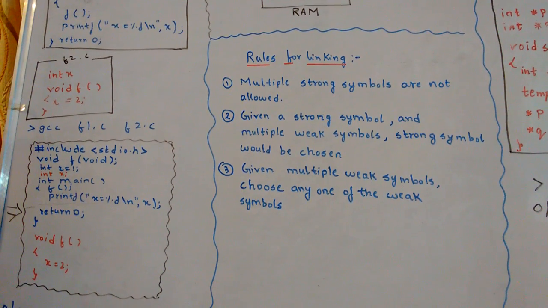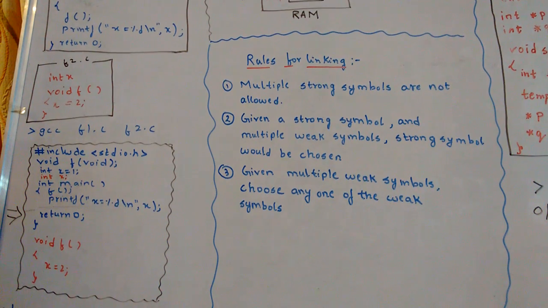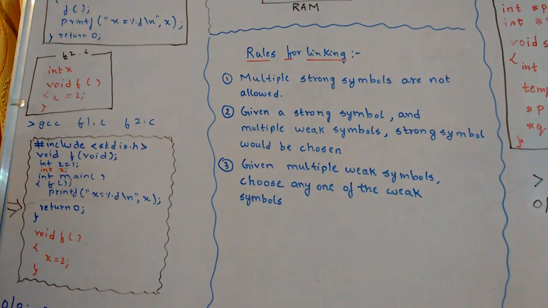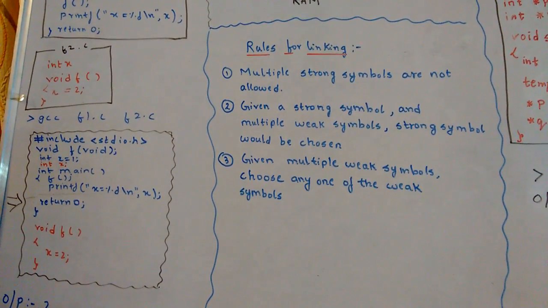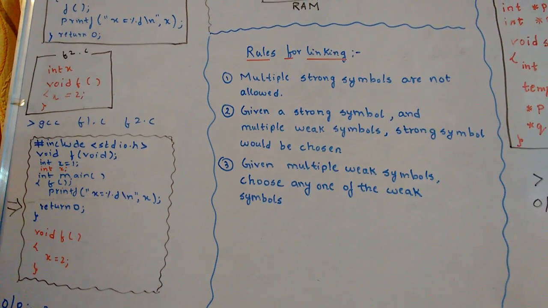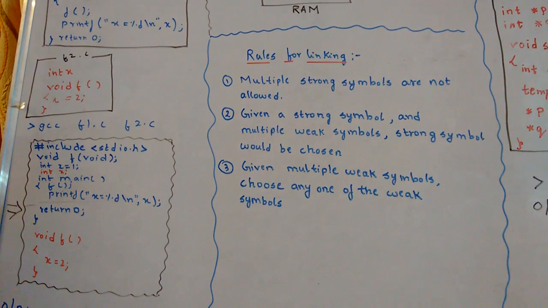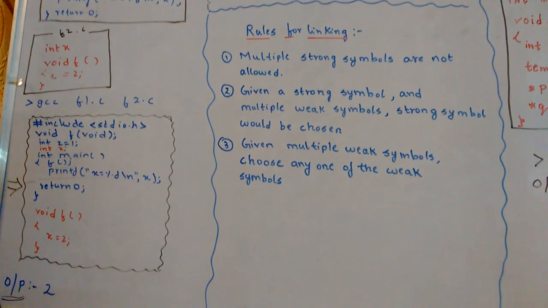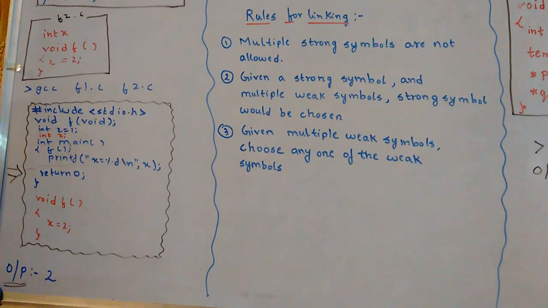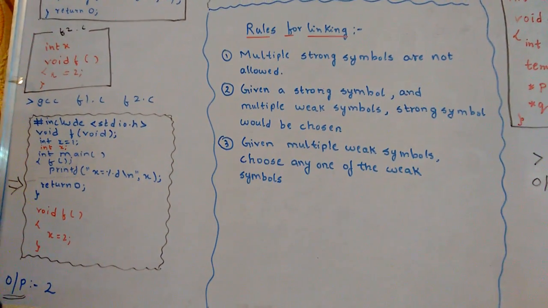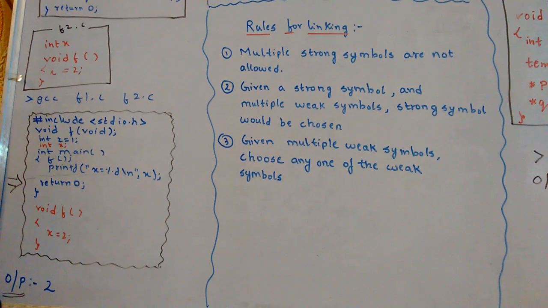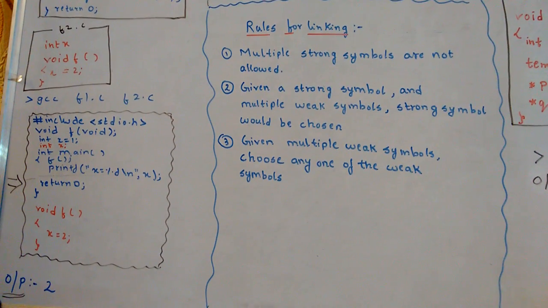Now if I try to print, I will call the f function. So the control would go there. It would change x's value to 2, and then the control would return to the main function, and in the printf statement I am trying to print x. So the x value that is printed would be 2. The output is x = 2. I will just return 2. I hope this is completely clear to you.